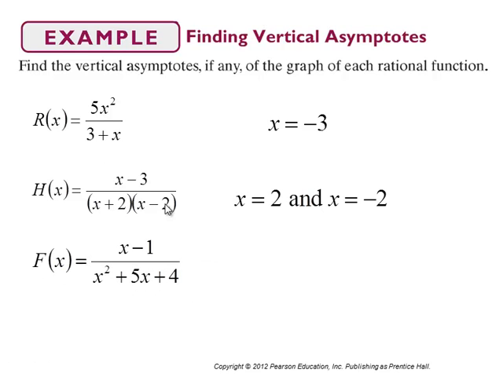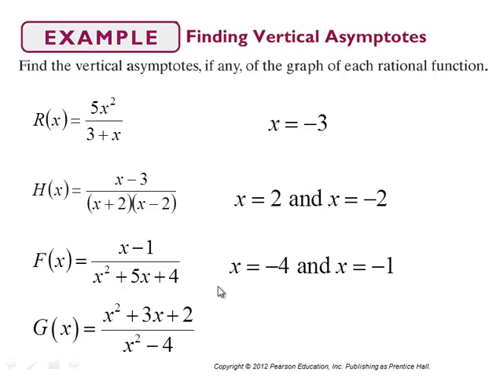Here's another example here. You got this function f of x is equal to x minus 1 over x squared plus 5x plus 4. Factor that denominator, and you'll have x plus 4 times x plus 1. And you set that equal to 0 and solve for x. You get negative 4 and negative 1. Those are your vertical asymptotes.